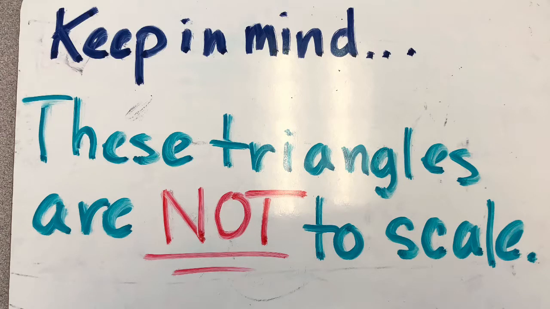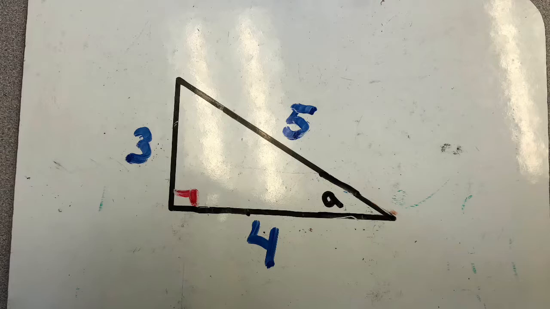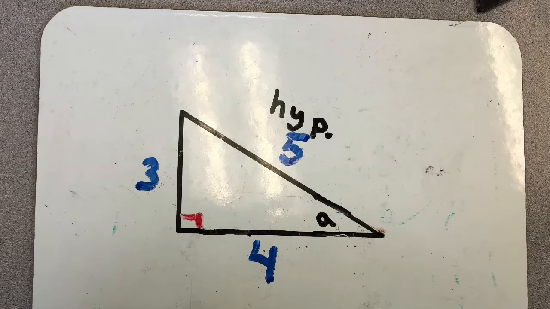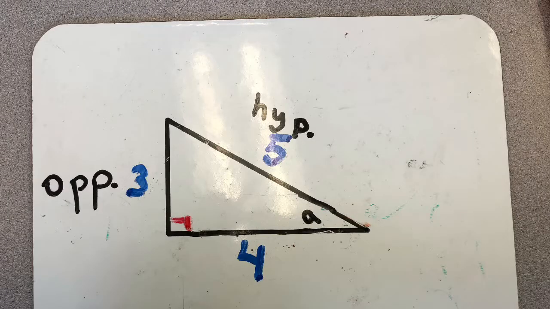Now we are going to do some practice problems. Remember that none of the triangles in the practice problems we show you are to scale. First, we're going to practice making our ratios. Follow along at home. We have our triangle here with sides 3, 4, and 5. Which sides are hypotenuse, adjacent, and opposite to angle A? Now, let's check your answers.